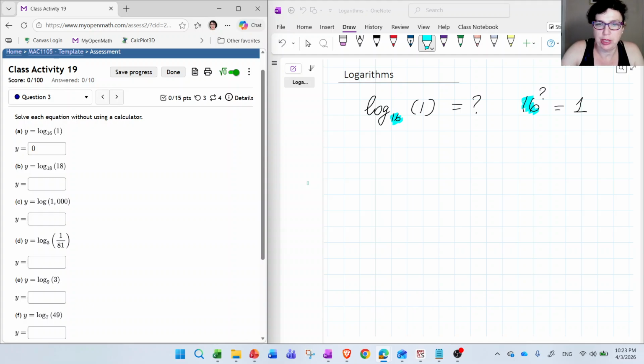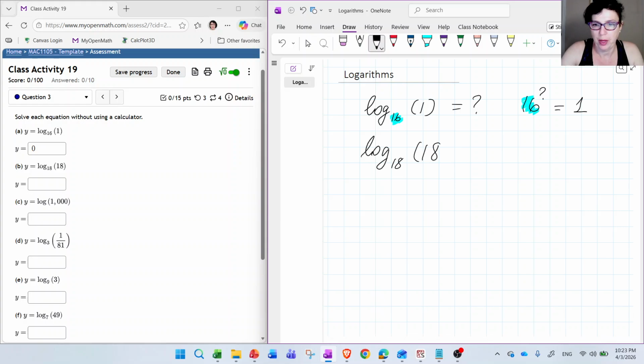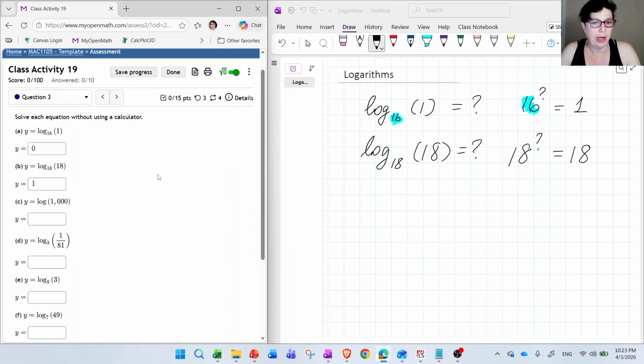The next question says, okay, what is log with base 18 of 18? Again, we are going to convert it to exponential form to make it easier for us. So we're going to say, okay, well, 18 to what power would be 18? And hopefully you understand that that would be power 1, because when you raise a number to a power 1, the number doesn't change. Okay, so that should be 1.